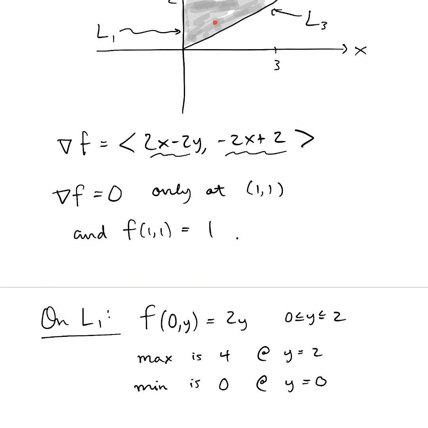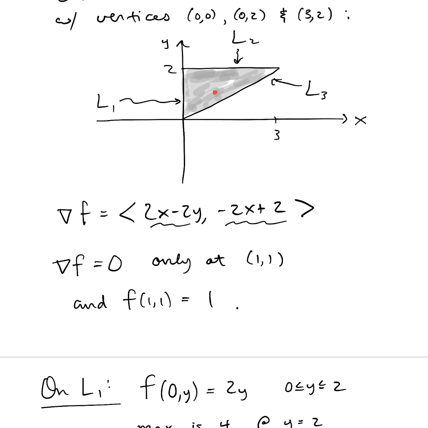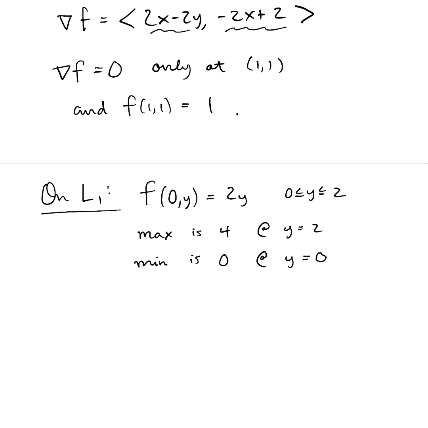Which means back on our drawing, as far as L1 is concerned, the least f comes out is right there, where f comes out to 0. And the most f comes out is right here, where f comes out to 4. Okay, so now we know the value of f at 3 important locations.